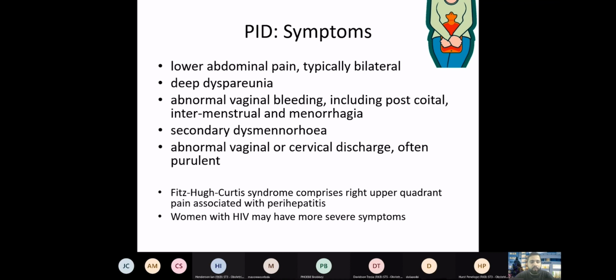In women who are HIV positive or have HIV/AIDS, the symptoms appear to be more severe, but the treatment remains the same, and the response to treatment is the same in women who have got HIV.